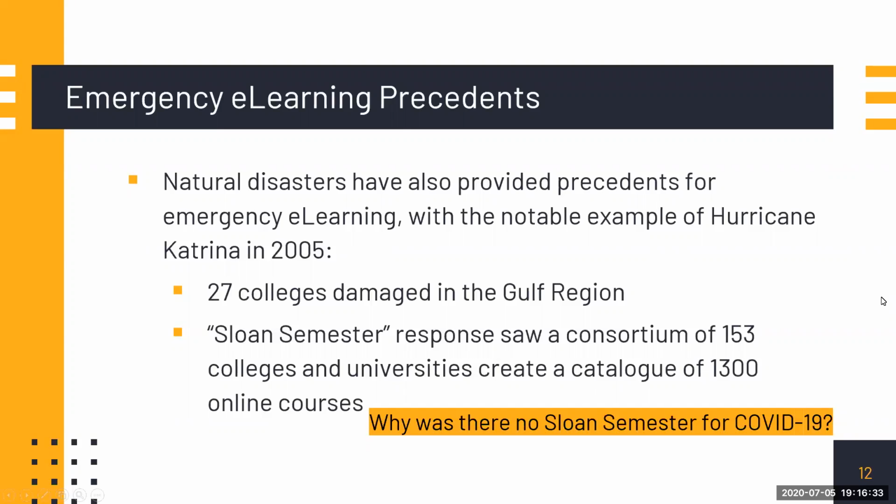Again, this is very much an open question. It's a counterfactual. We don't know what would happen. We don't know really why there was no Sloan semester for COVID-19, except that there wasn't. Institutions largely stayed within their system, or within their campus for a single campus institution.